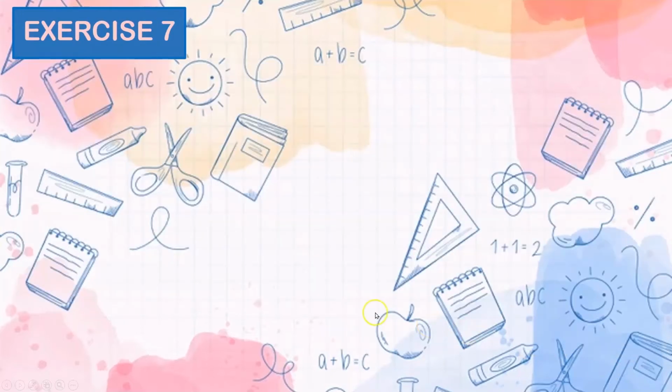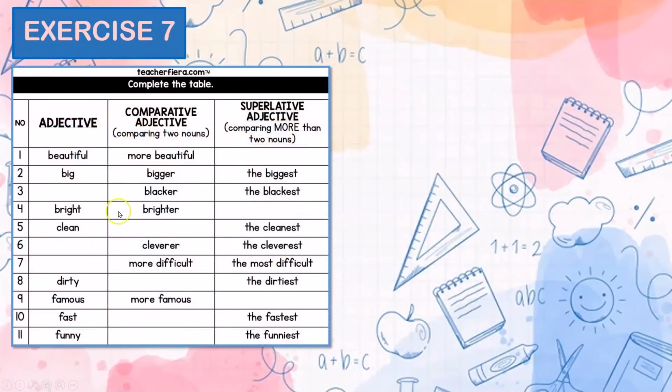So for exercise 7, we will see the comparative adjective and also the superlative adjective. The word beautiful will become more beautiful in comparative and the most beautiful in superlative adjective. The word big will become bigger in comparative and the biggest in superlative. How about this one? The comparative is blacker and the superlative is the blackest. So the adjective is black.